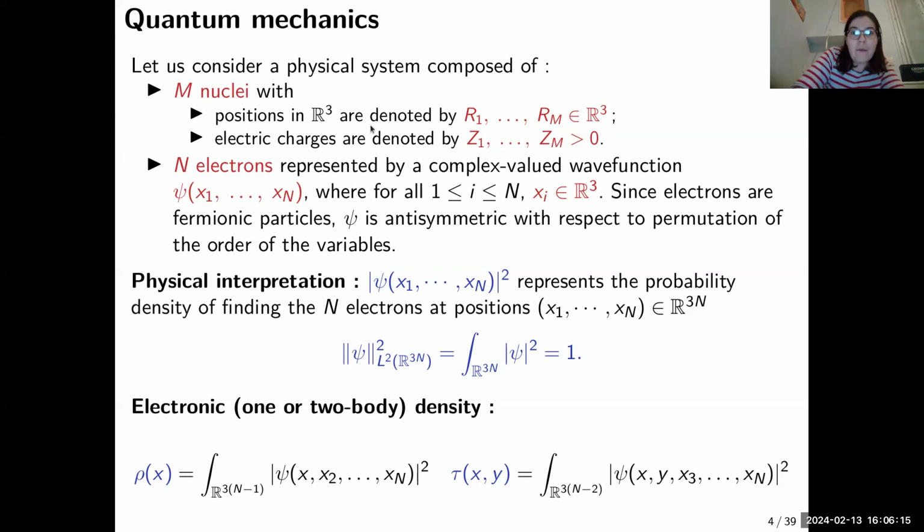Their positions will be denoted by R1 up to Rn, and they will be vectors belonging to R3, okay? They will also be characterized by their electric charges, denoted by Z1 up to Zn, and these are positive electric charges, since nuclei are composed of protons and neutrons, remember. So I assume that these quantities R1 up to Rm and Z1 up to Zm are enough to characterize the nuclei within my molecule of interest.